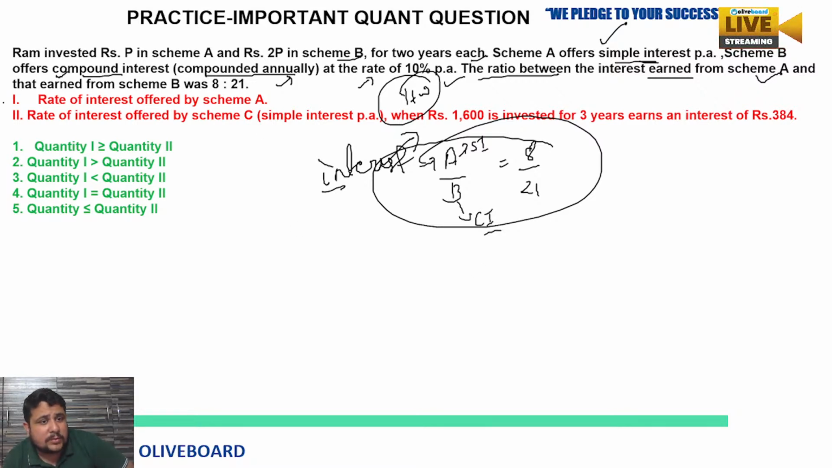Now what you need to check here, quantity 1, rate of interest offered by scheme A, and second, rate of interest offered by scheme C. So now they are adding another scheme C, simple interest per annum. When rupees 1600 is invested for 3 years, it earns an interest of rupees 384. So this second quantity is completely separate. You can calculate the interest rate here for another scheme C, and first quantity is based on the given data. Okay, that was given.